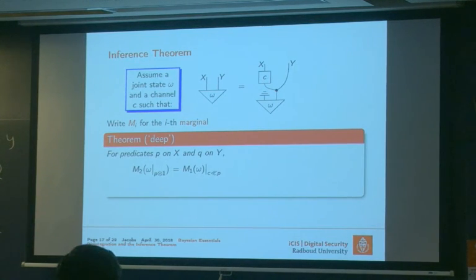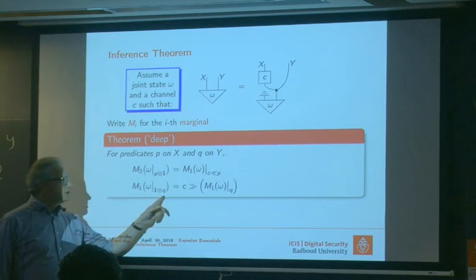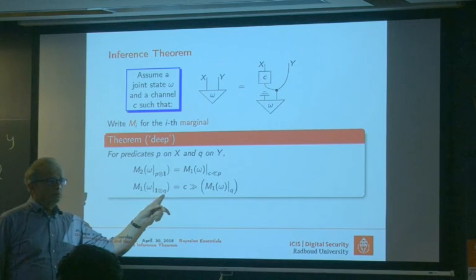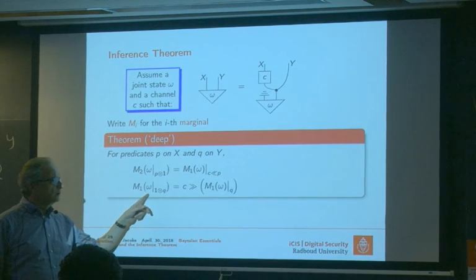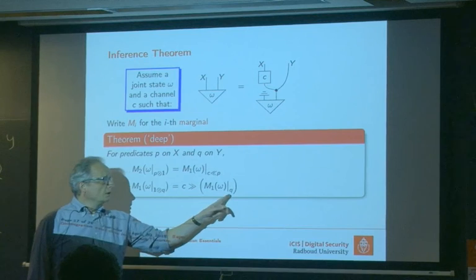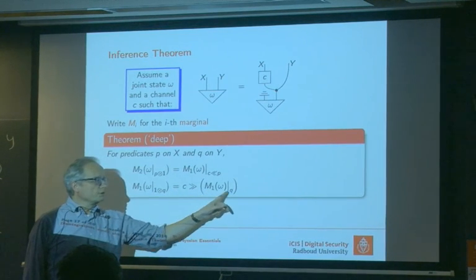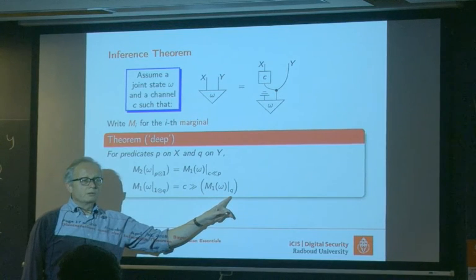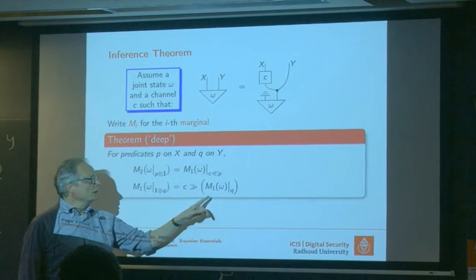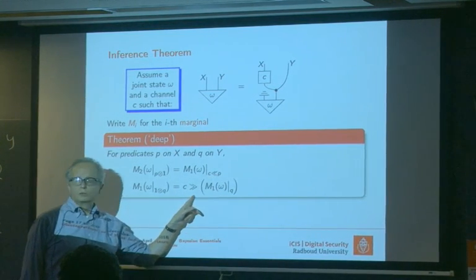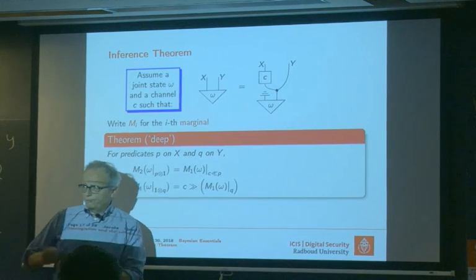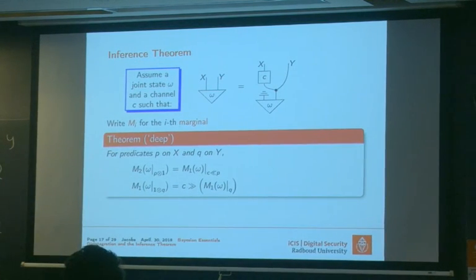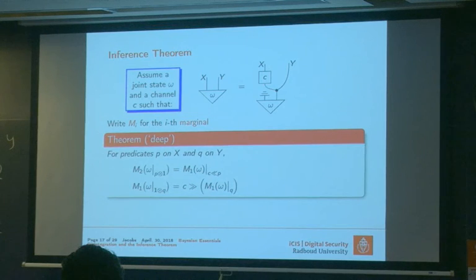In this precise mathematical form, there's a sort of dual version of it. If I update in the second coordinate with q, then marginalize in the first coordinate, what I can also do is update the first marginal with q directly, and then do state transformation along this channel. So instead, here I do predicate transformation, here I do state transformation.